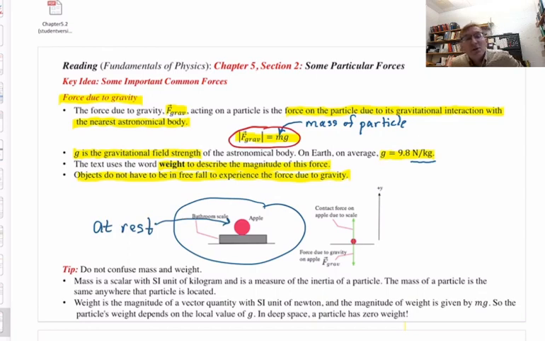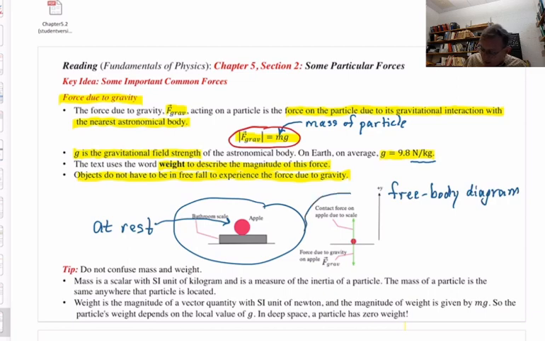I want us to start practicing drawing what's called a free body diagram for particles. And that's actually drawn over here to the right. I'm going to write the words: free body diagram. And that is technically everything I've just put a curved line around. Okay? That constitutes the free body diagram, let's be even more specific, for the apple.